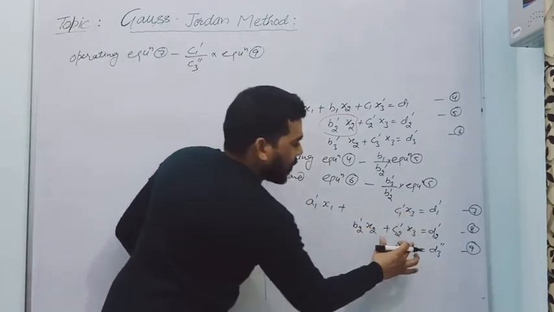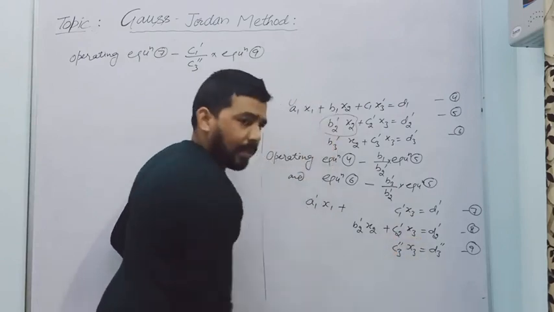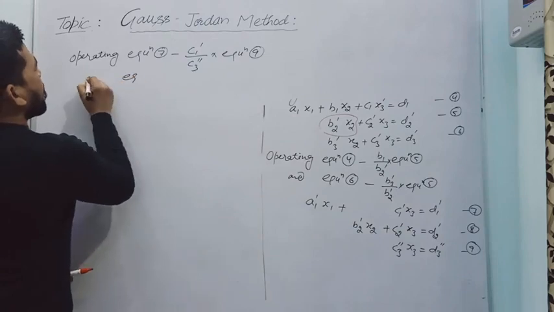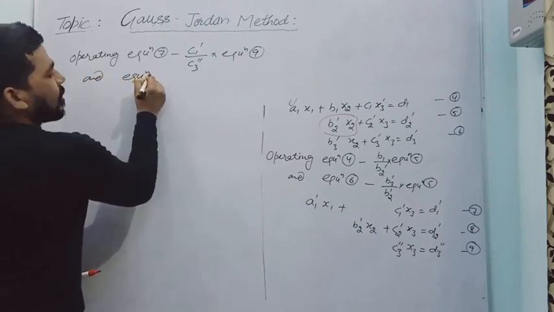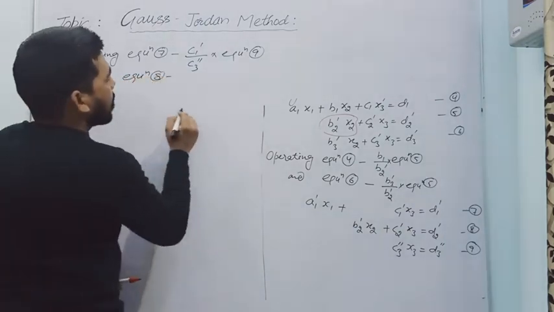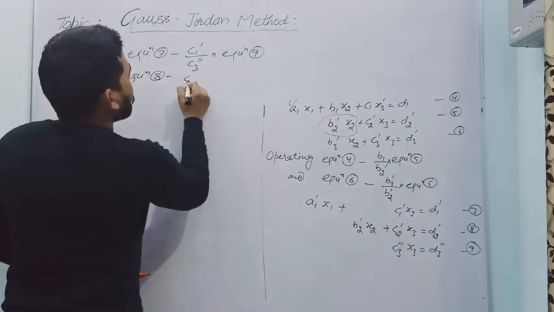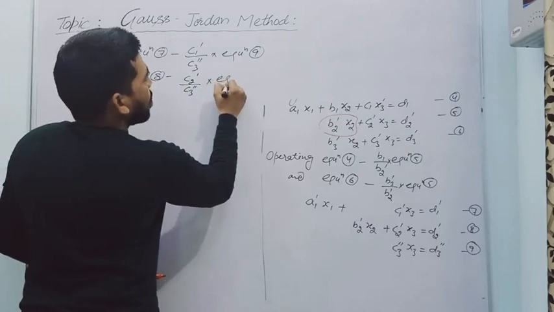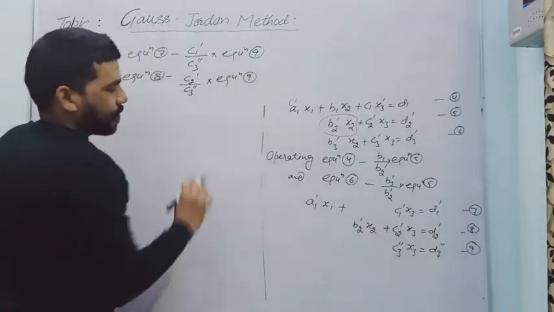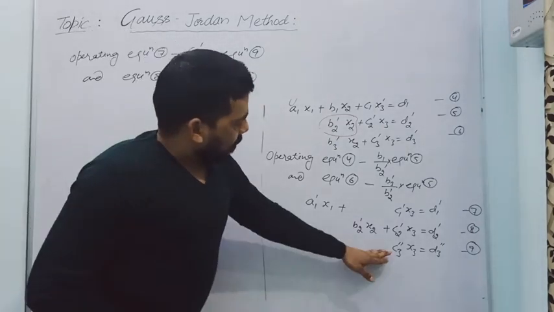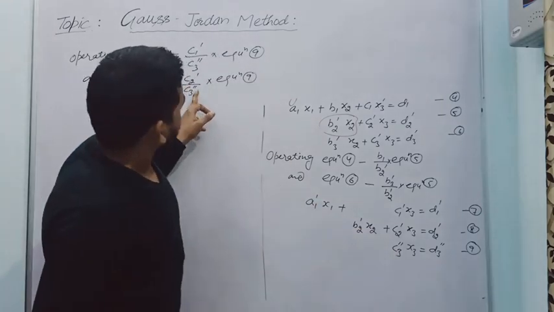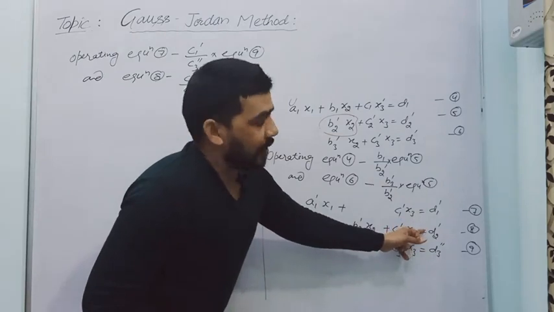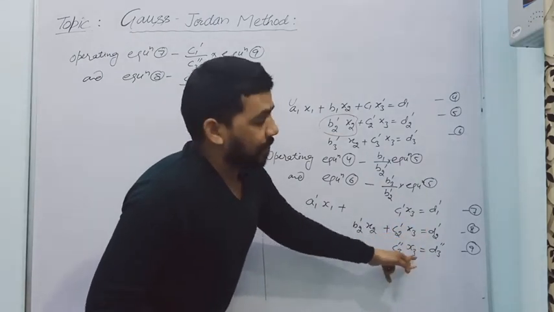After that, we also have to eliminate this by using equation number 9. So what I will do here is the operation equation number 8 minus c2 dash by c3 double dash into equation number 9. Okay, so when I multiply this equation by c2 dash by c3 double dash and subtract from equation number 8, then this term will be eliminated.